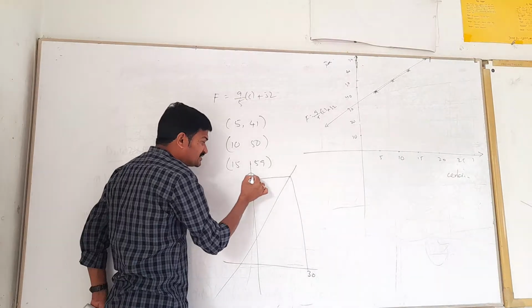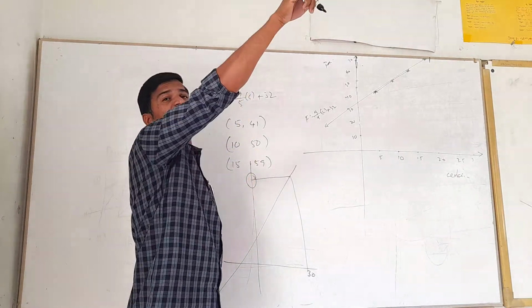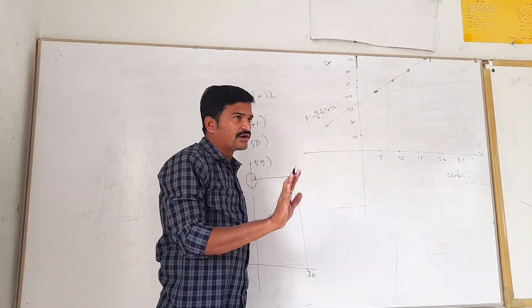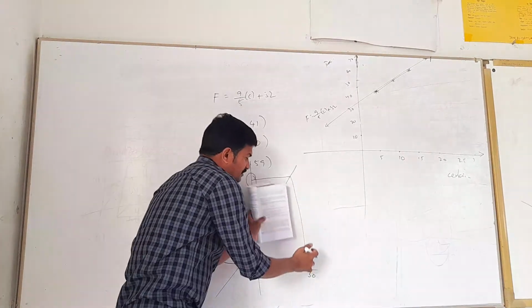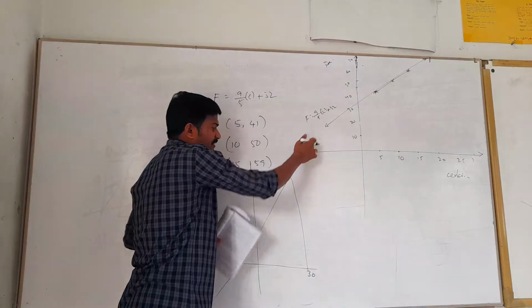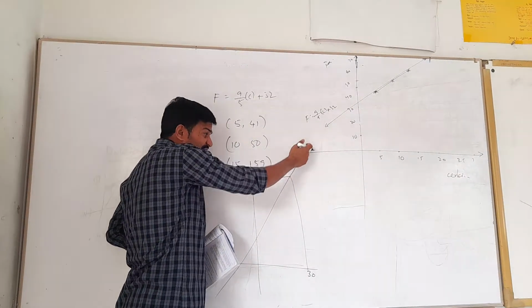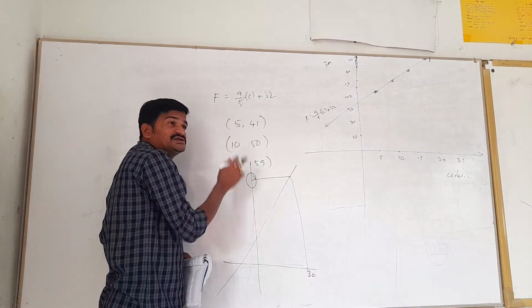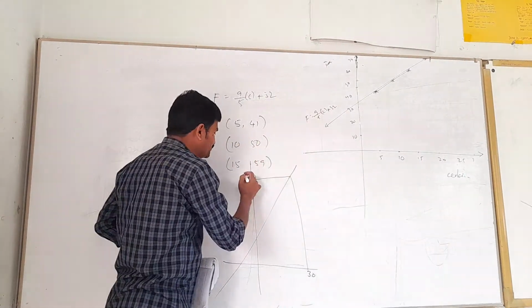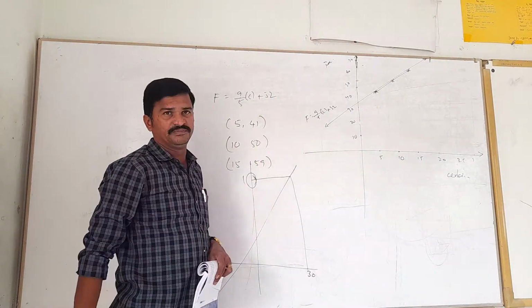Now what is the value there? That is the Fahrenheit value. Did you get it or not? This is 30. From this 30, you have to draw one perpendicular line until it touches this graph. From there again draw one perpendicular to the y-axis, because he is asking for the Fahrenheit value. How much value is there? That is our Fahrenheit value.